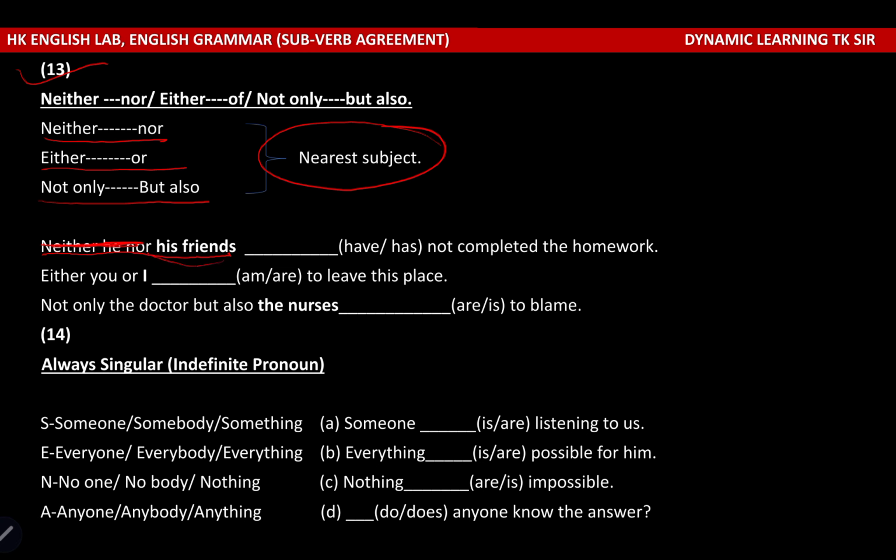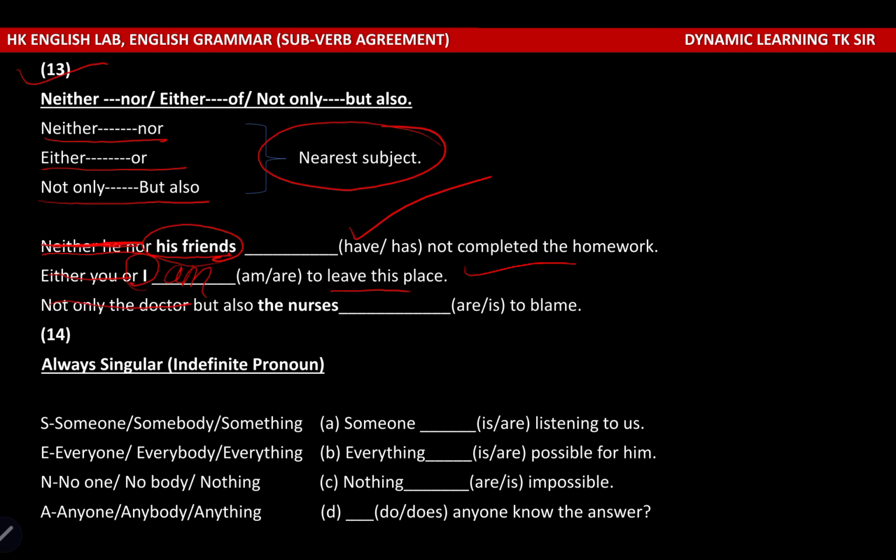Then who is left here? His friends. Singular or plural? Plural. Then have is the right answer. Have not completed the homework. Either you or I to leave this place. Then who is the real subject? I. Then the answer will be am to leave this place.